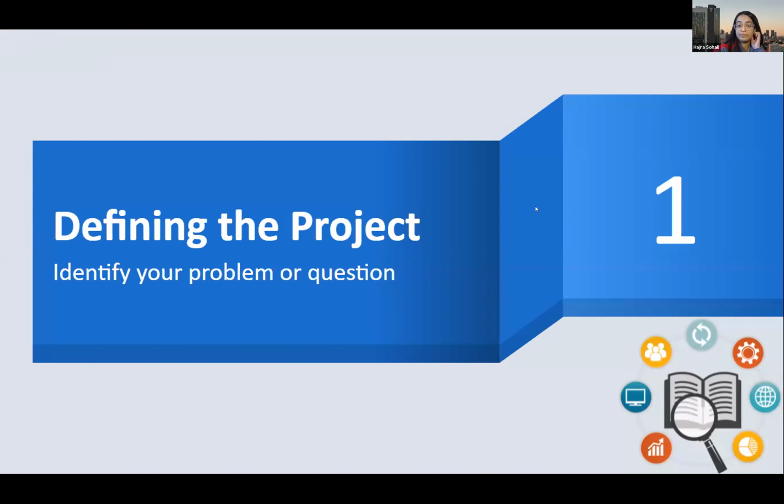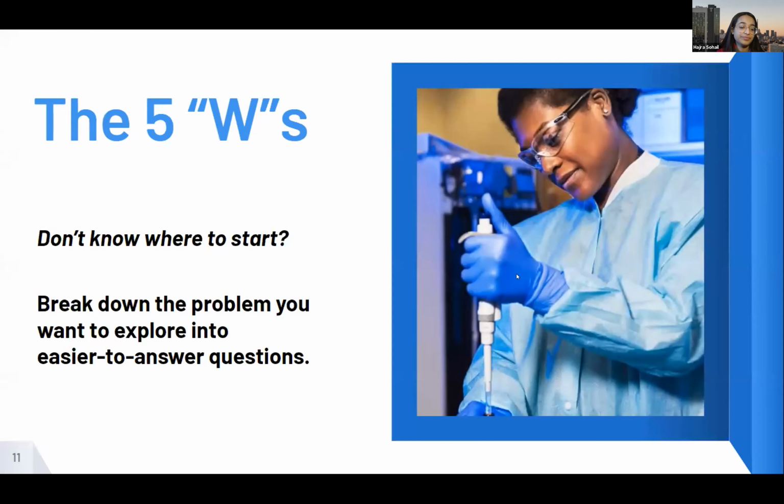All right, so after you ask your question and work through the methods and methodology, you're going to define your project in more clear terms. So when you define your project, you use the five W's, I guess you could say. So if you maybe don't know where to start or are lost on what specific topic you want to look into, you could break down the problem you want to explore into easier to answer questions.